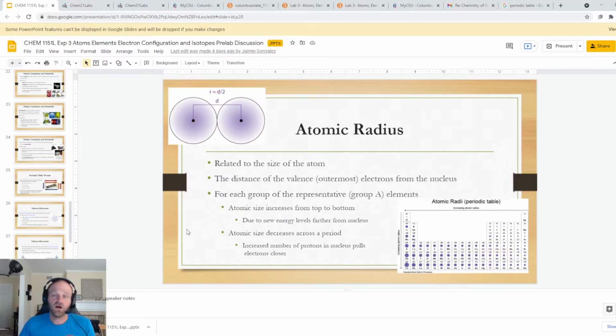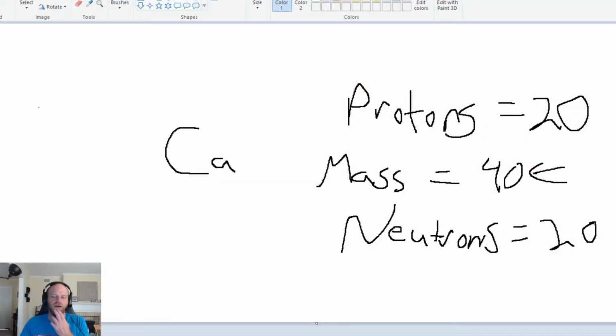Okay, so we talked about forces, right? Electronic forces. A plus and a minus will pull closer together. Let me make sure y'all can still see this. A positive and a positive will push apart. So that has some indication of what the size of the atom is. All right. So first, let me go to this paint real quick. I want to show y'all something.